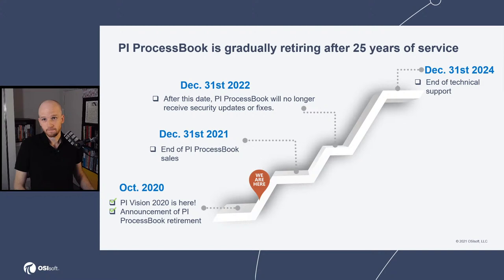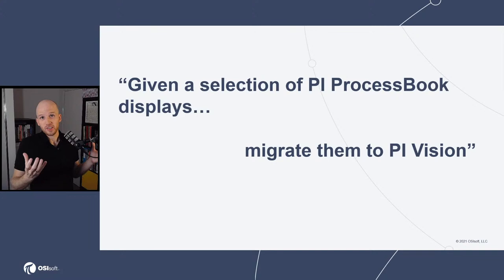All right. So really, why are we here, or what is our purpose of this tutorial? We're given a selection of PI ProcessBook displays. We're going to migrate them all to PI Vision, and we're going to talk about different hiccups and different speed bumps that can happen during the migration. Anyone who pre-registered has access to a virtual environment, and you'll be able to follow along and do the migration as well.